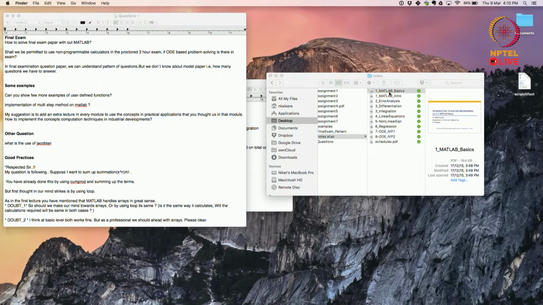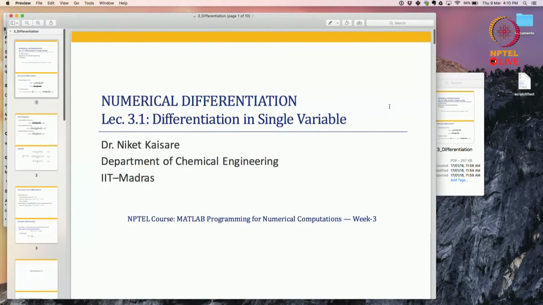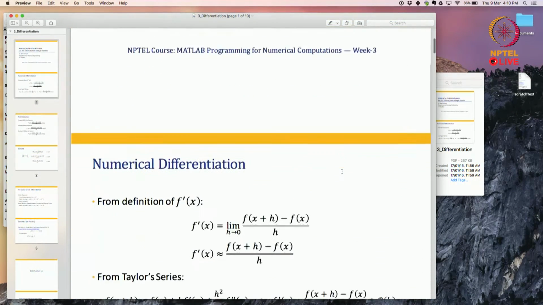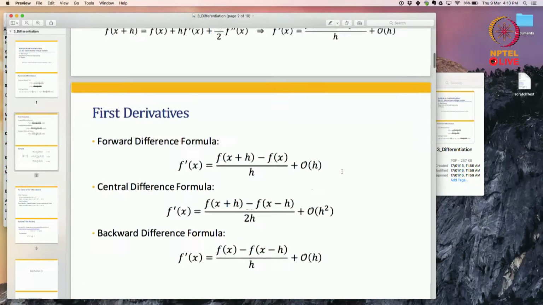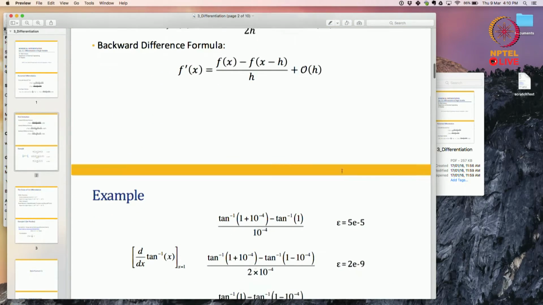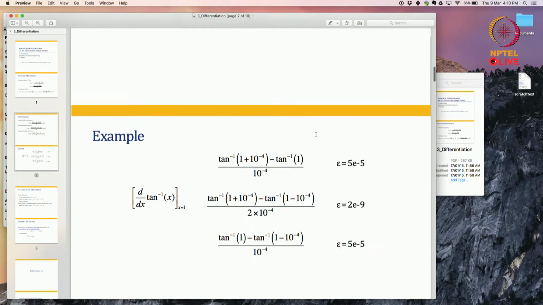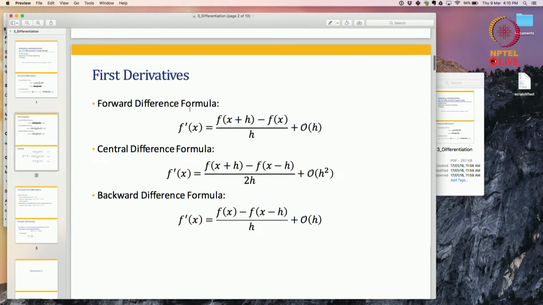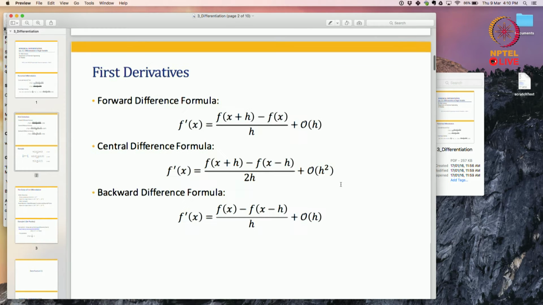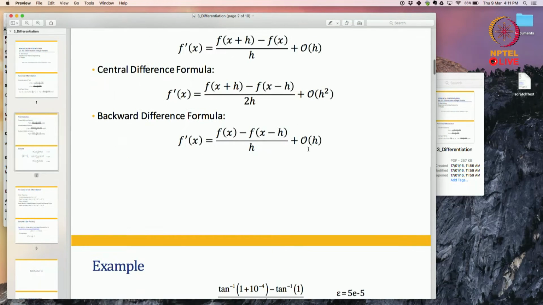For example, let's go on to differentiation. These are the notes that we have uploaded on numerical differentiation. This is one way to review that. To take an example: forward difference, central difference, and backward difference formulae. These are the 3 different formulae; forward difference and backward difference are order h to the power 1 accurate, and the central difference formula is order h squared accurate. This is how the formula looks.